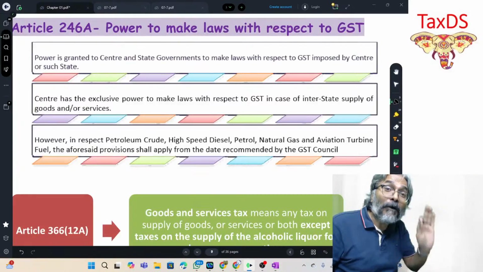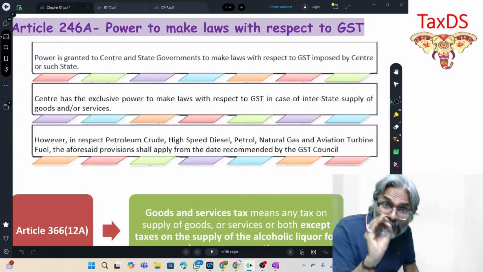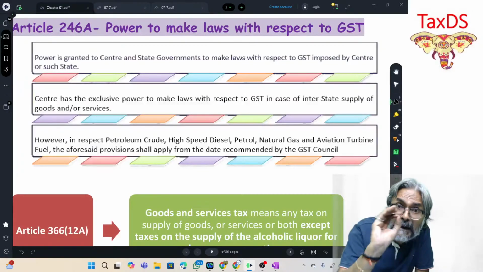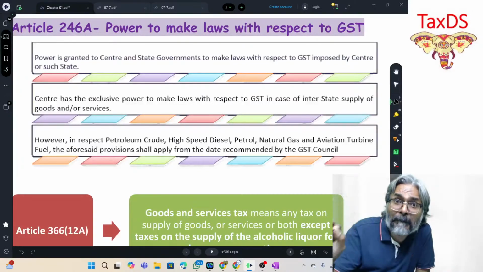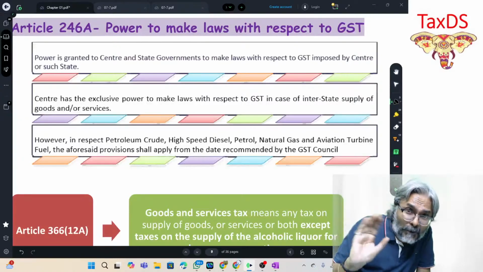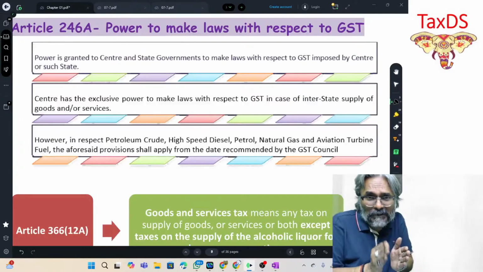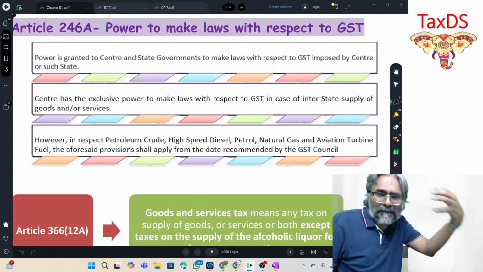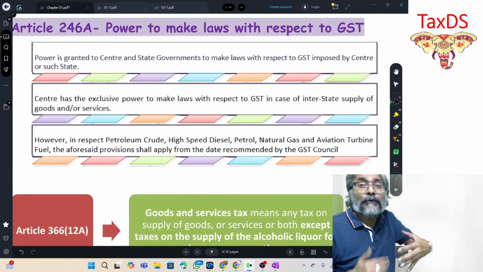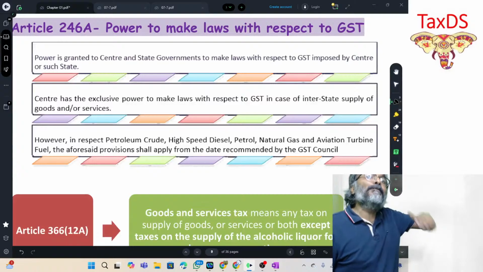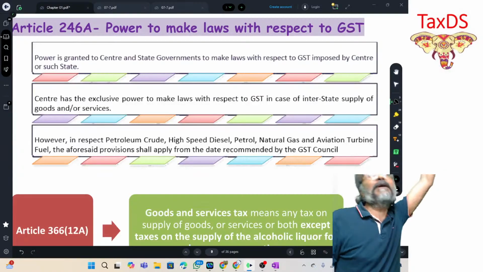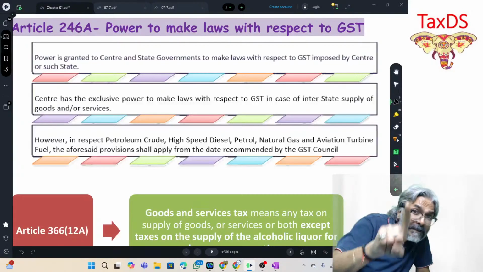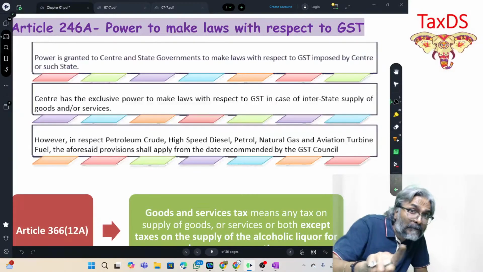In this case, always be careful, students, when you write your answer. Never ever write that there is no levy on the 5 petroleum products. You should not use those wordings. Yes, today they are not taxable. They are not a taxable item. But you will say that the levy is postponed subject to the recommendation of the GST Council in this context. But what about this particular part of alcoholic liquor for human consumption?